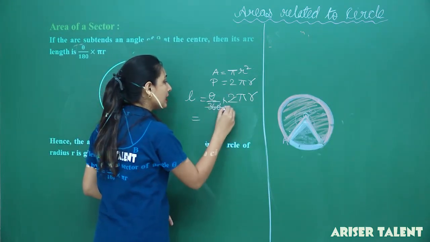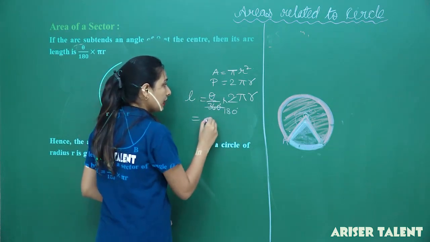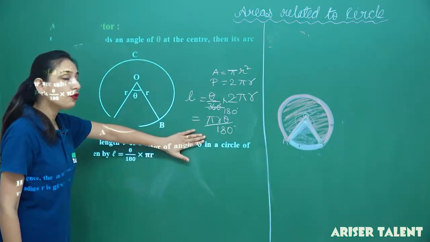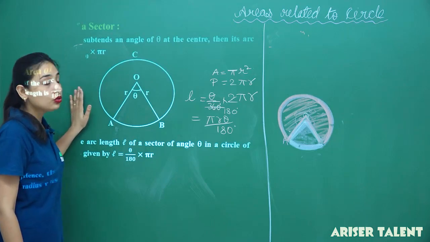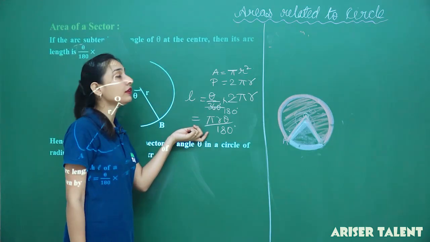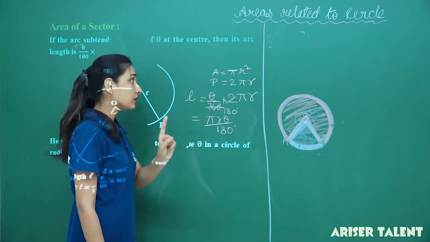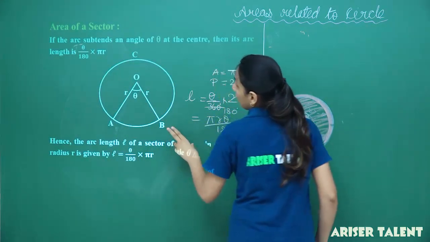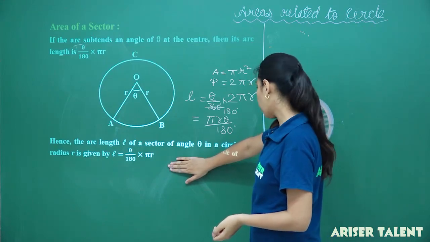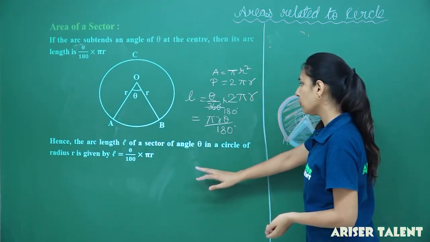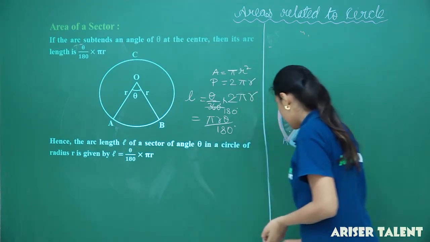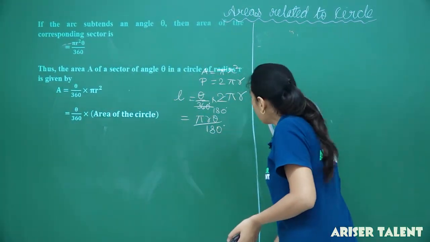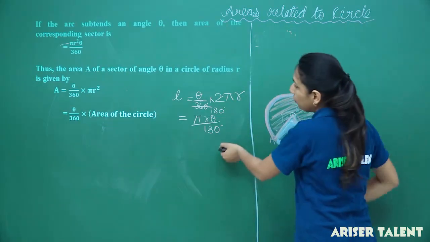What will I get? This 2 will cancel with 360 to give 180 degrees. So, that will be pi r theta divided by 180 degrees. This is the length of arc, students. We will use this length of arc in our perimeter. So, this is about the length of arc first. The length of arc is there, and the radius is given. So, I have told you how to find the length of arc.